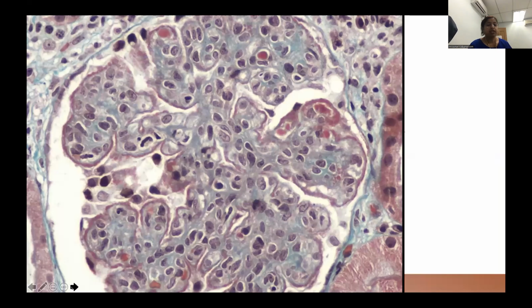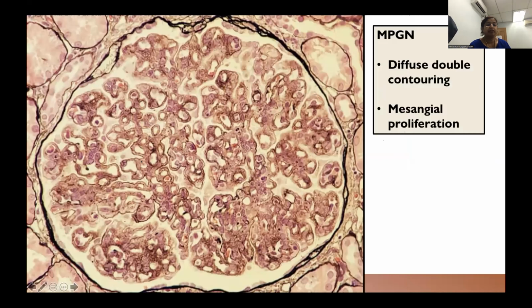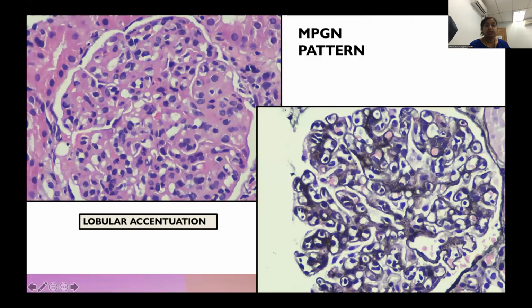Okay. Now the etiology can be variable, a variety of etiology, right from infection to autoimmune, cryoglobulinemia due to hepatitis. It could be a variety of causes. So this is in PAS stain where you can see the lobular accentuation all the way through. Okay, and very nicely demonstrated in silver stain, your double contouring which goes all around. Okay, so this is an MPGN pattern. Also, just to enhance the lobular accentuation, I've put a few other images for you.